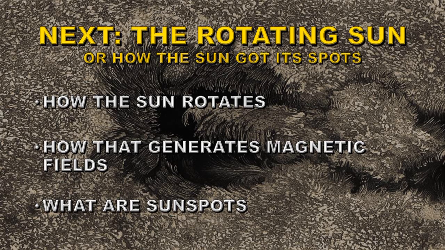In the next video, I'm going to talk about the rotating sun, or to paraphrase Rudyard Kipling, how the sun got its spots. In fact, many people don't know that the sun rotates. I'm going to describe how the sun rotates, how that might generate magnetic fields, and exactly what are sunspots.